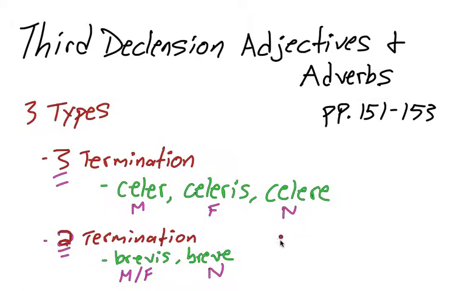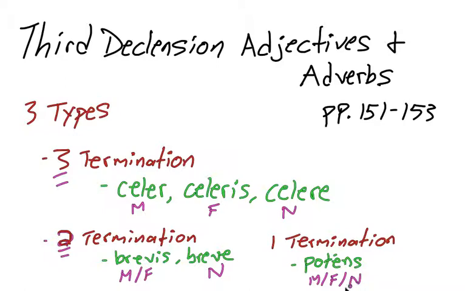Okay, and then the final type is one termination. And an example of a one termination adjective would be potens, which means powerful. And so potens, this form is masculine, feminine, and neuter.